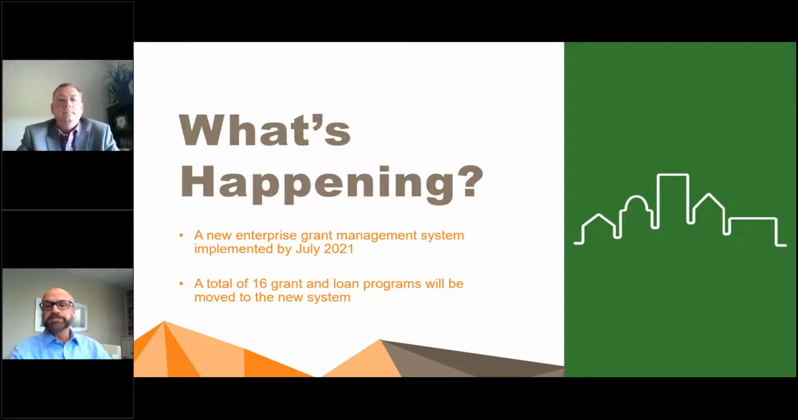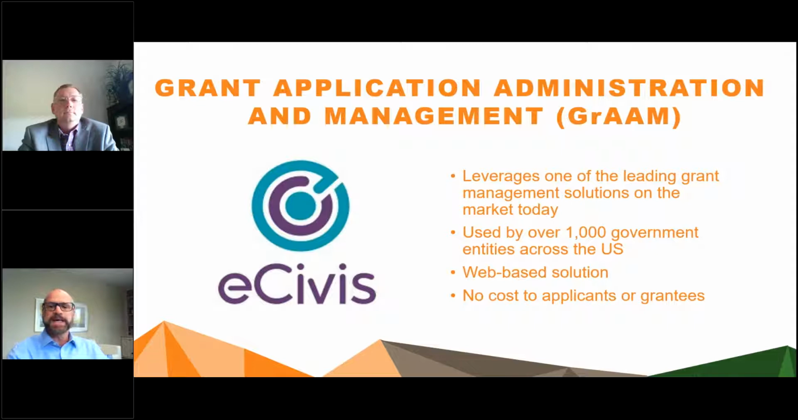So our new system is known as the Grant Application Administration and Management System, or GRAM for short, and it'll be on the eCivis platform. We selected eCivis after a thorough procurement process that considered over a dozen bidders. One of the reasons we picked eCivis is the ease of use for our grantees and the fact that their solution is widely used, well respected in the public sector. Their product is used in over 1,000 government entities across the US.